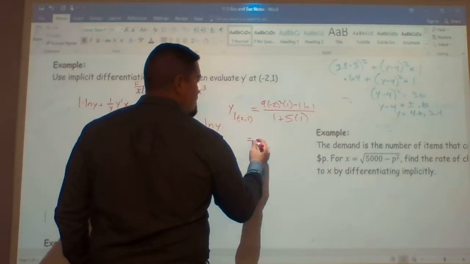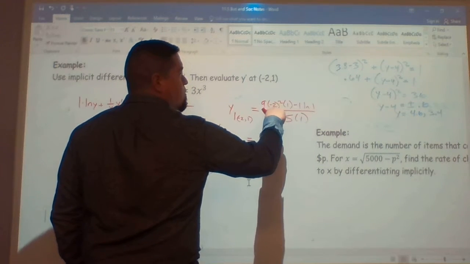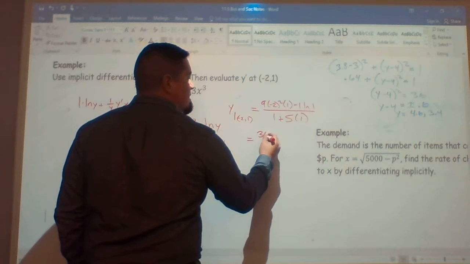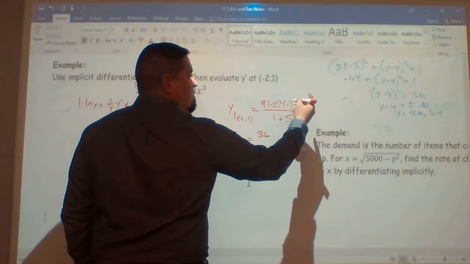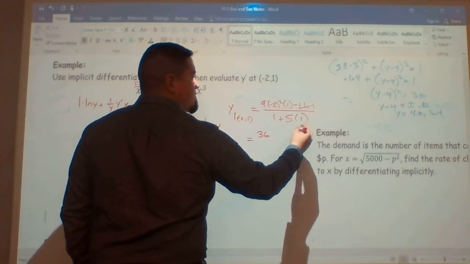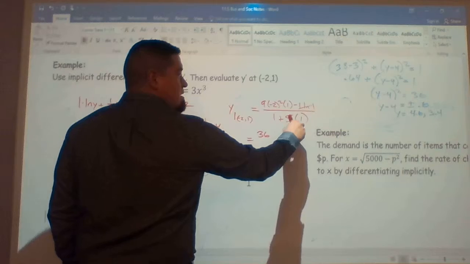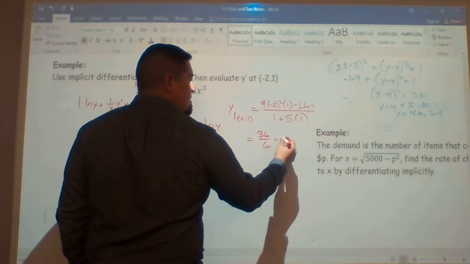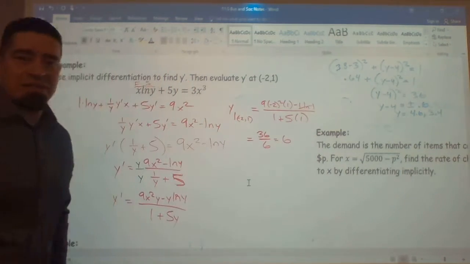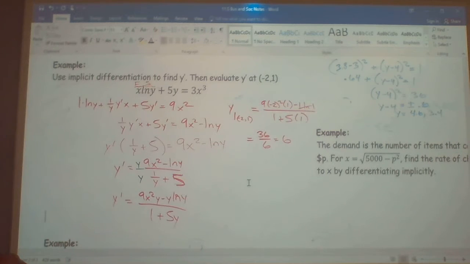If you go from here, 4 times 9 is 36. Natural log of 1 actually turns out to be 0. 1 plus 5 times 1, that's 6. 36 divided by 6 is 6. So the answer there is 6. Okay, so that completes that question.